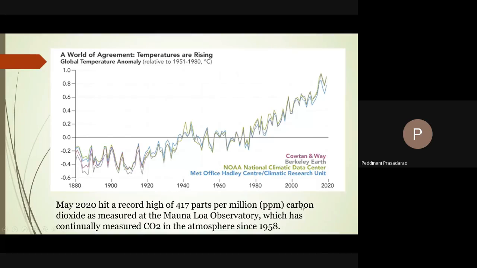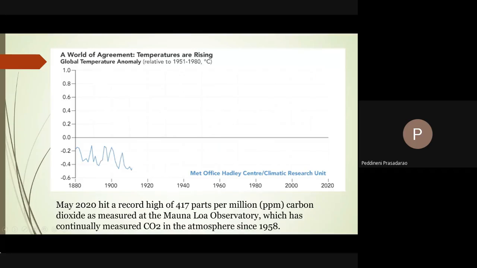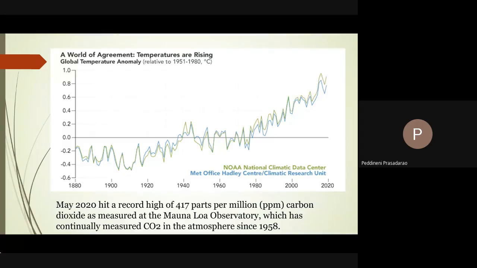May 20th hit a record high of 470 parts per million of carbon dioxide as measured at this observatory, which has continually measured carbon dioxide in the atmosphere since 1958. So we have measurements right from 1958. In May 2020, we recorded 417 parts per million, and as of now we are slowly and steadily going towards the 420 ppm mark.